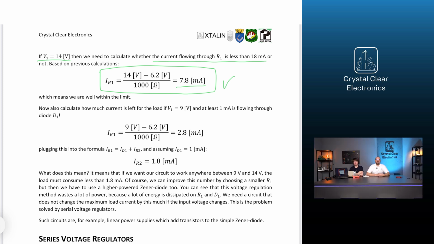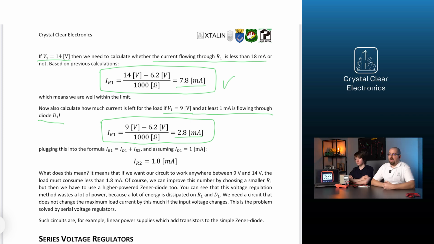Now let's also calculate how much current is left for the load if the input voltage is 9 volts and we want to flow at least 1 milliamp through diode D1. This requires subtracting the breakdown voltage of 6.2 volts from the 9 volts and dividing it by 1000 ohms. That's roughly 2.8 milliamps. From this, of course, we must subtract the diode current, which must be at least 1 milliamp, so the maximum current to the load is 1.8 milliamps.